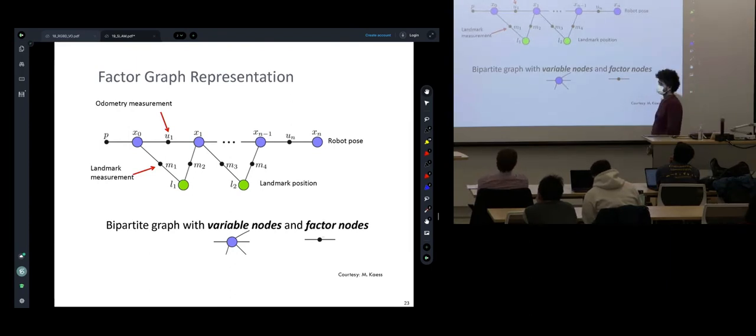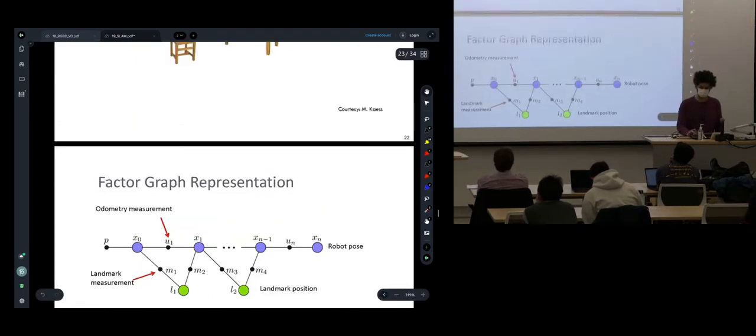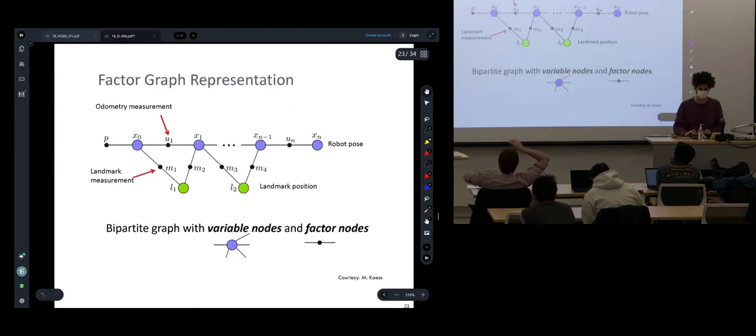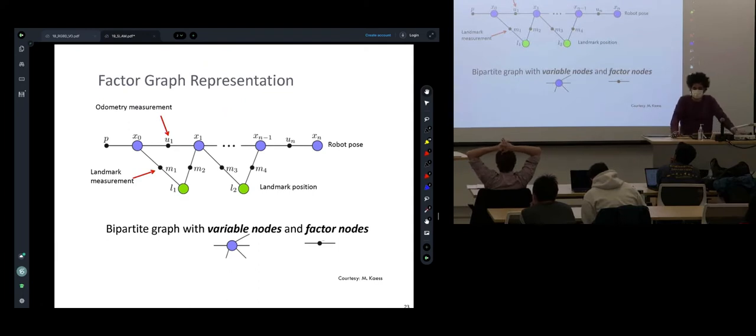Because now you can see all the tables and chairs, and we can't visualize all the possible landmarks, right? So we abstracted them in the graph as these nodes. So the nodes are the same. The color is just to show you that greens are landmarks here. You don't have to use different colors. And the purple nodes are the robot poses.